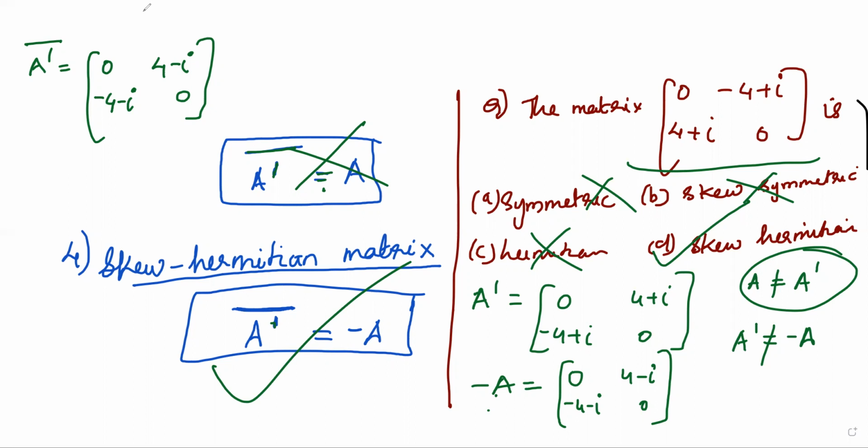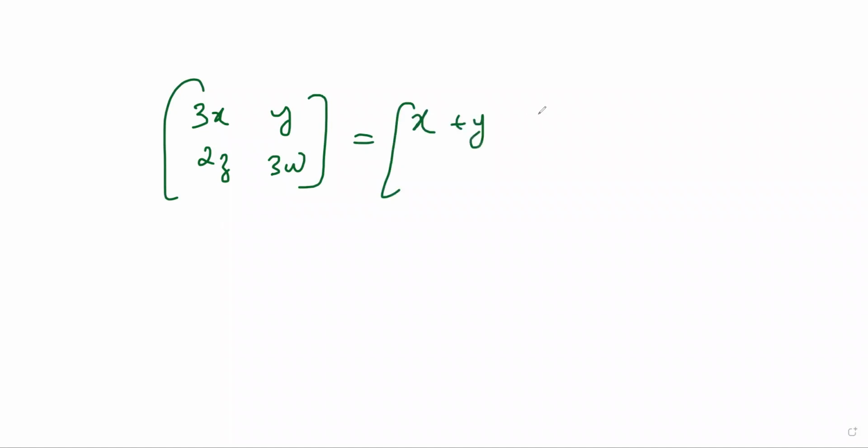Okay, students, now a question that Jishna has asked me from our homework. The question was 3x, y, 2z, 3w, isn't it? Is equal to x plus y, x minus y, z plus w, z minus w plus 3x. Was that the question? Any mistake in the question? Was that the question that I gave?